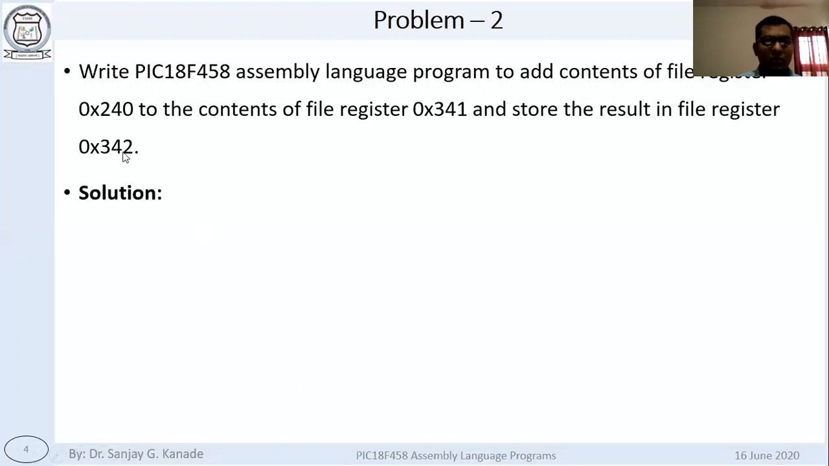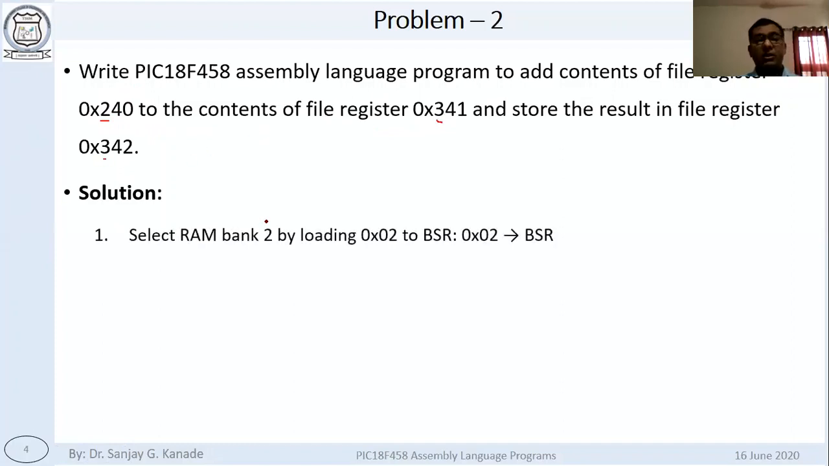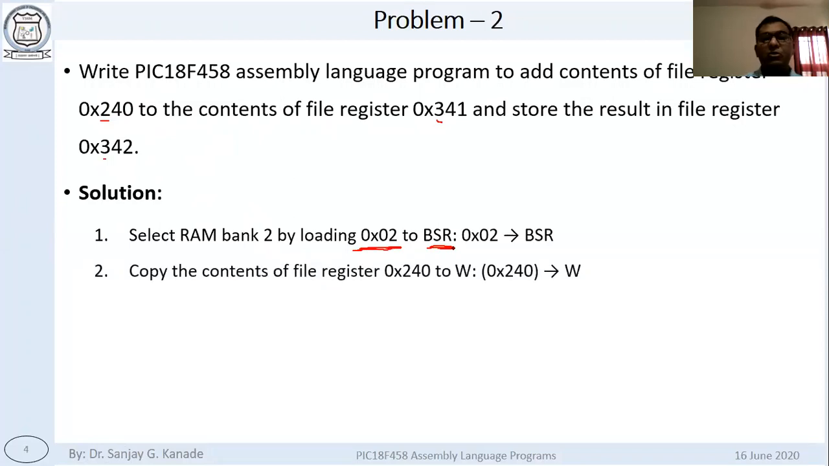So here, since the first register is in bank 2, not second, it is actually the third bank, 0, 1, 2. So it is in bank 2 and the other two registers are in bank 3. So we have to select the particular RAM bank. Here we want to select bank 2, so we will have to load value 2 into the BSR. Okay. And then we will have to use the instruction to copy the contents.